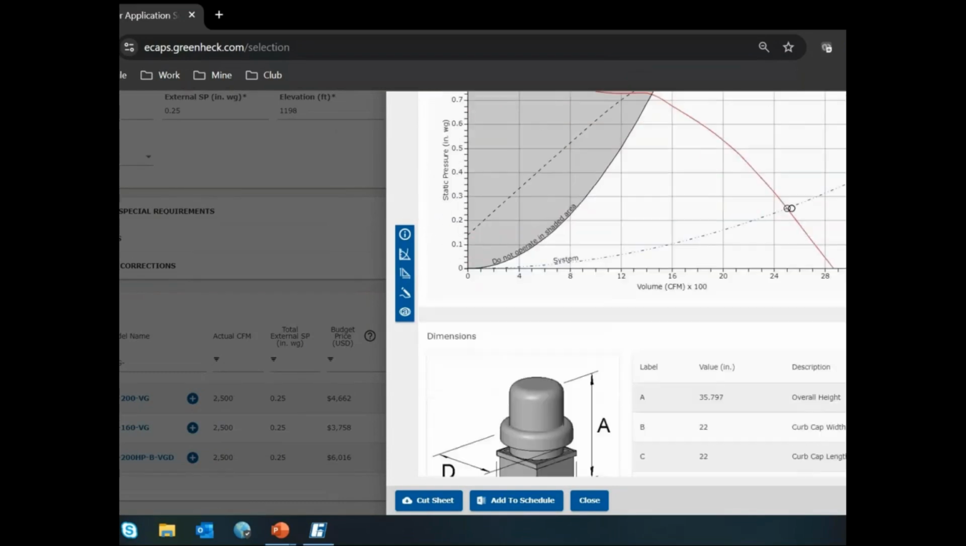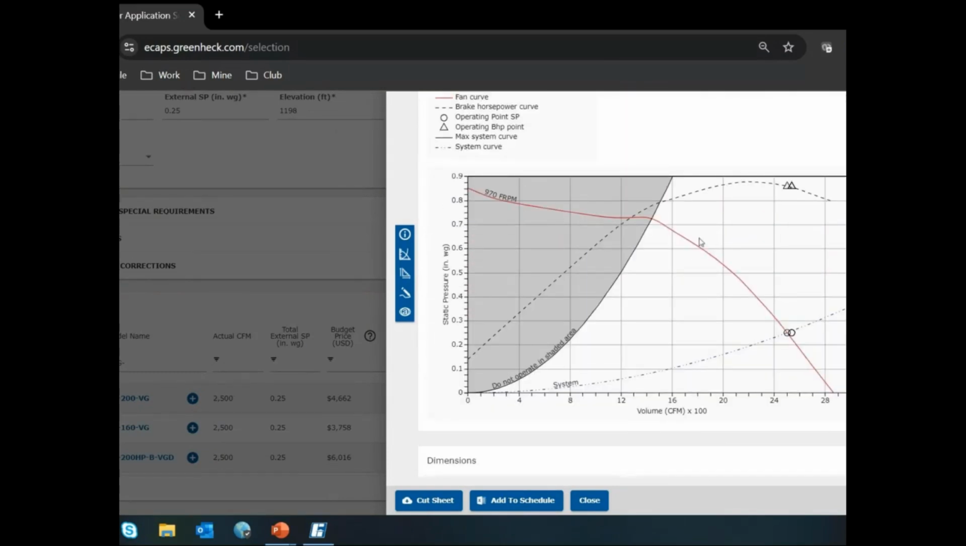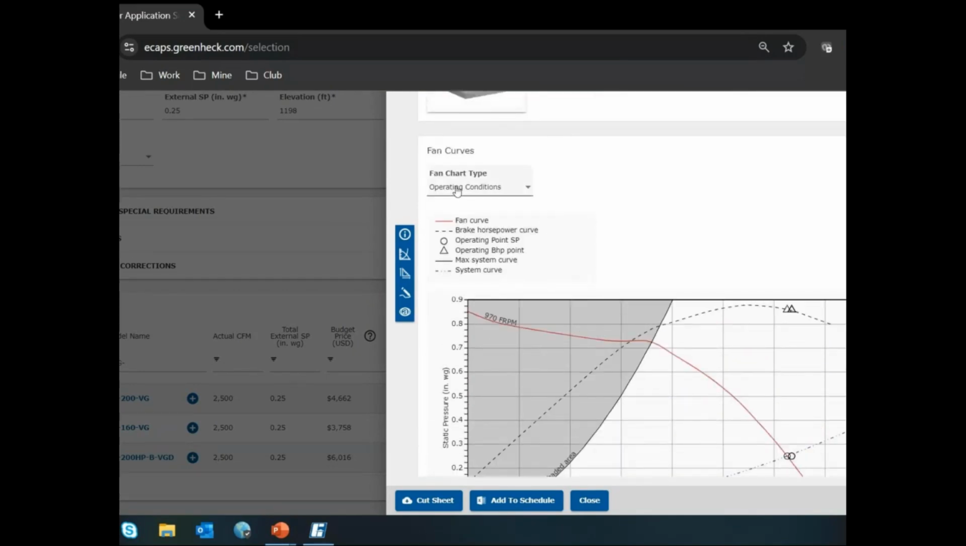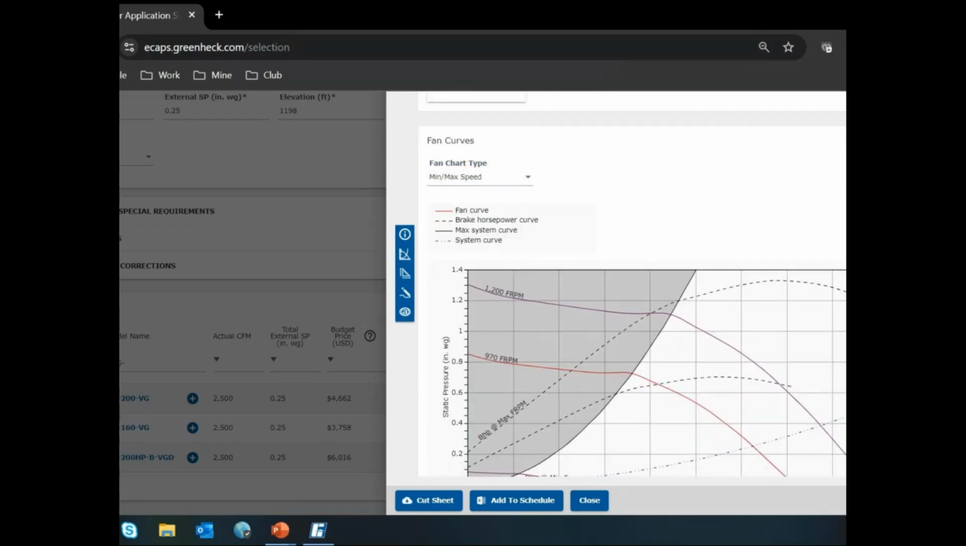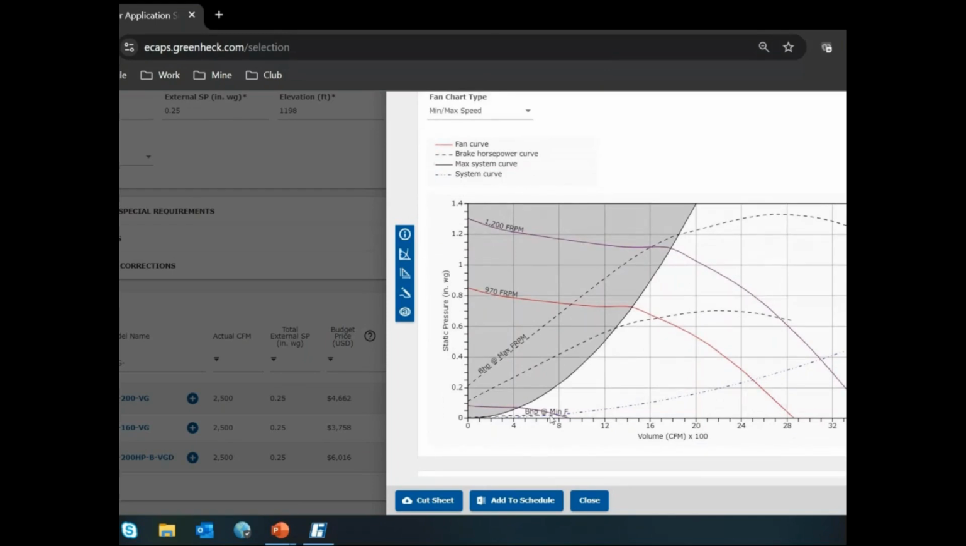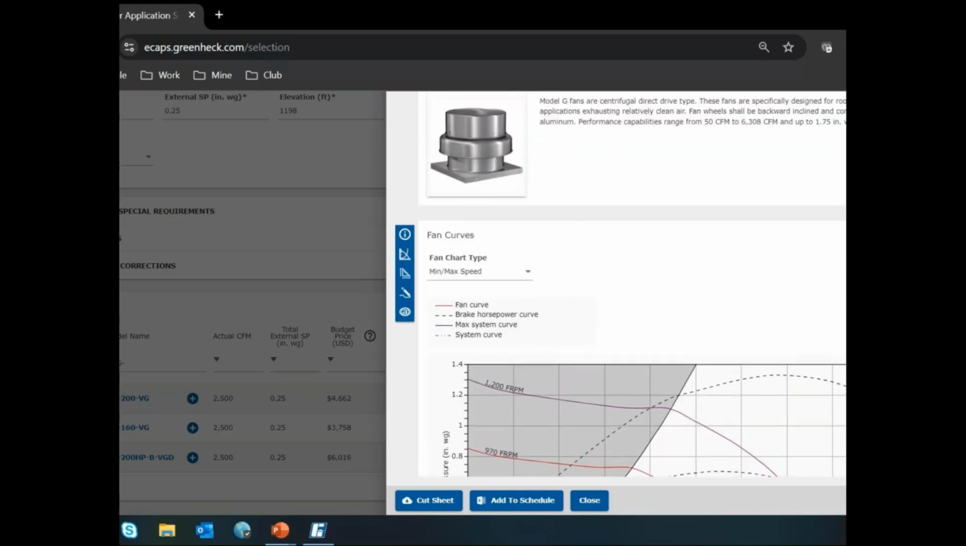I'm not at a bad place, a little less efficient maybe. Up here would be better, but not bad. I'm not right on the system resistance line. I can click here and view the min max version. This is a very green fan. It has an EC motor. So here I can see I'm operating at 970. I've got a good amount of distance between my max condition, right? So pretty good, solid selection.